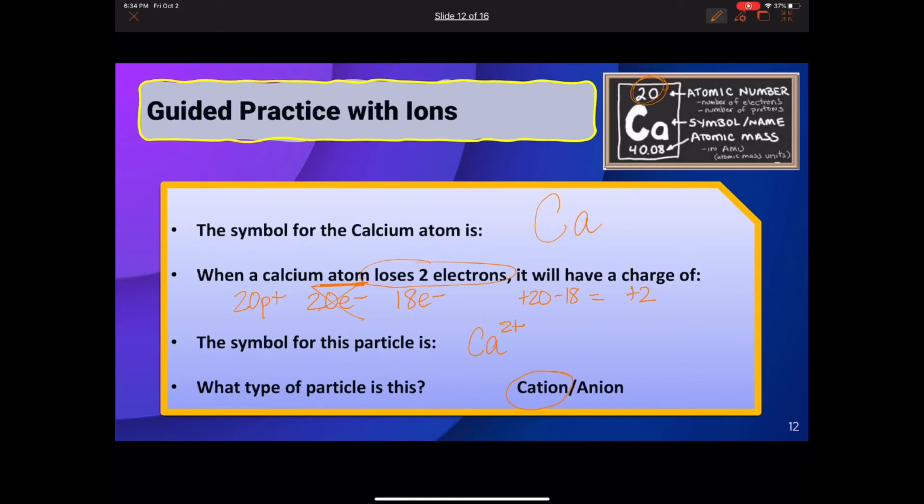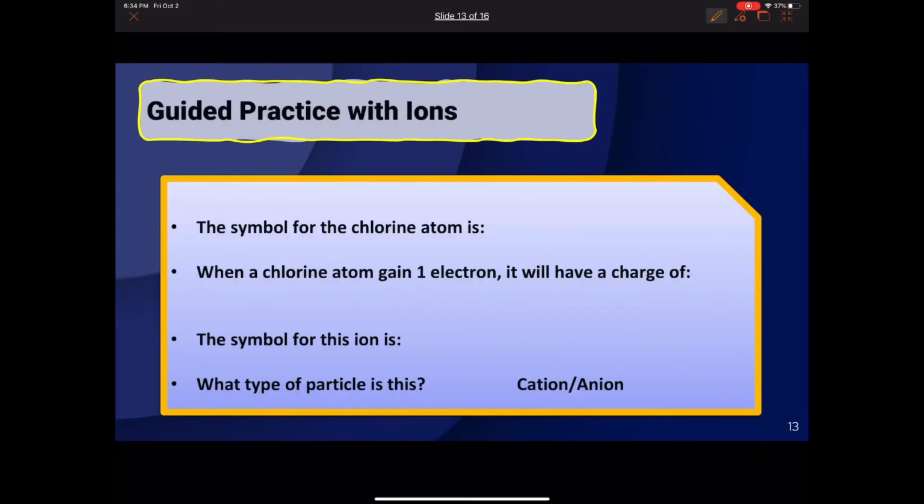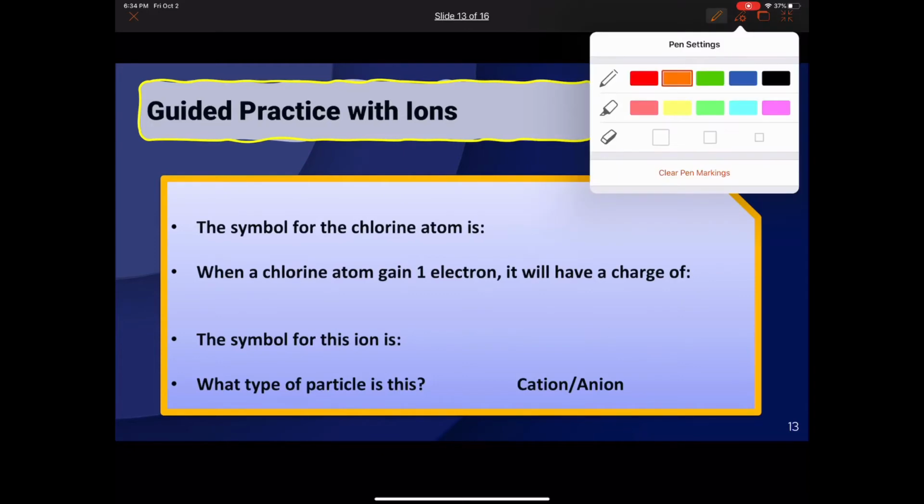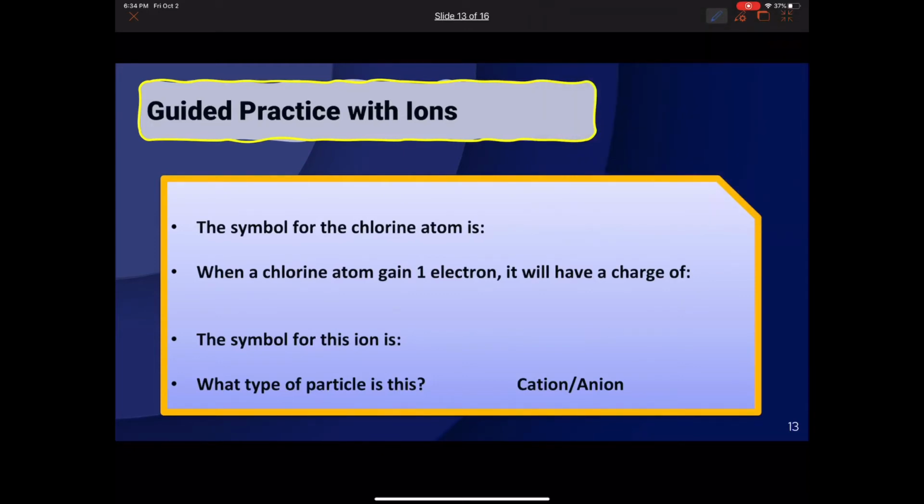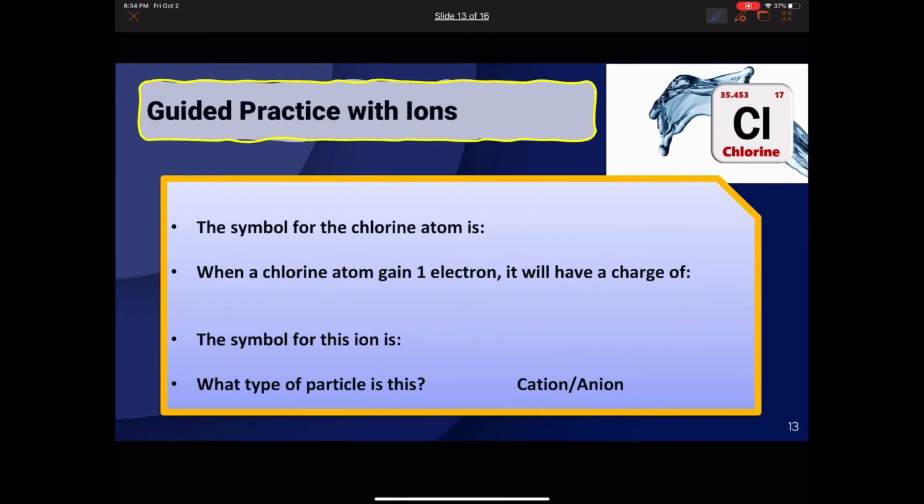Let's try another example. Use your periodic table and see if you can look up the symbol for chlorine. Chlorine's symbol is capital C with a lowercase l. Using the periodic table, hopefully you were able to see that the atomic number for chlorine is 17. So that means chlorine has 17 protons. A neutral atom of chlorine also has 17 electrons. But up here it says that chlorine will gain 1 electron. So that means chlorine will, instead of having 17 electrons, have 18 electrons.